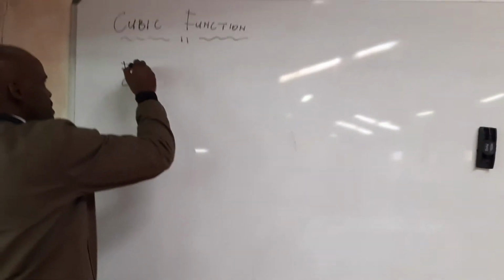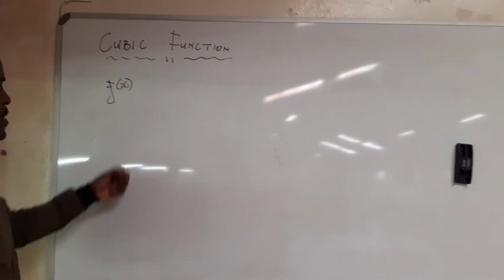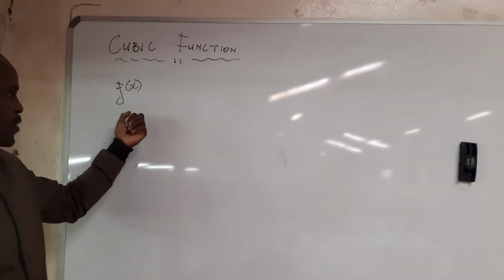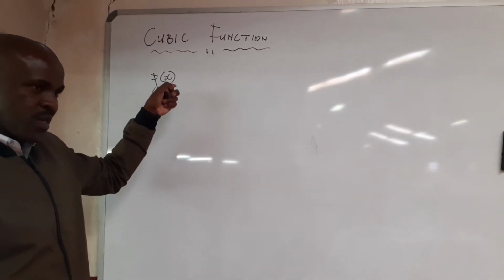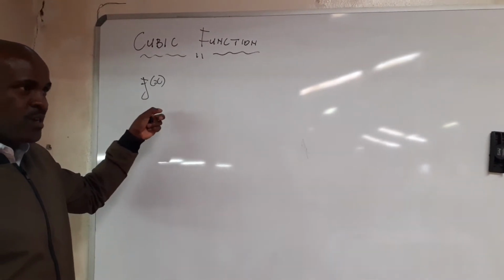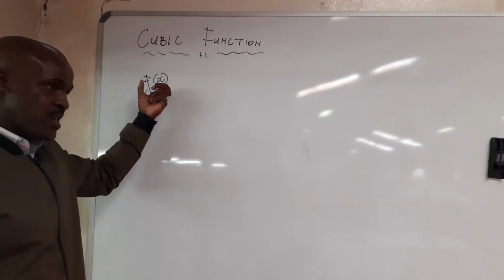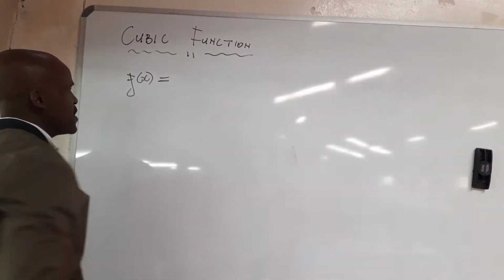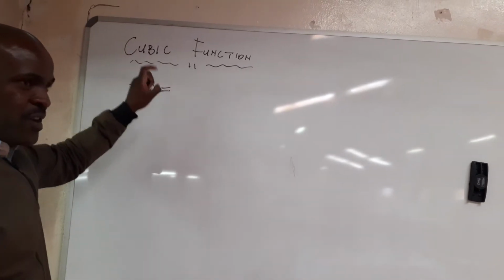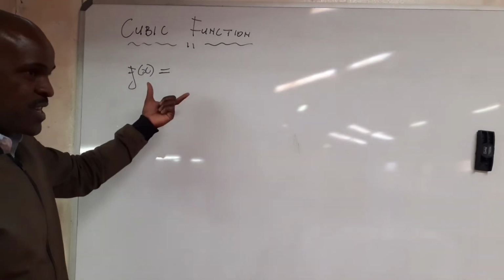When we talk of a function, it's something like that. It's where we look at what happens to y if x is increasing or decreasing. So that's what a function tells us about. Today we are going to look at a function that we call a cubic function. Remember that we said a cubic function is called cube.